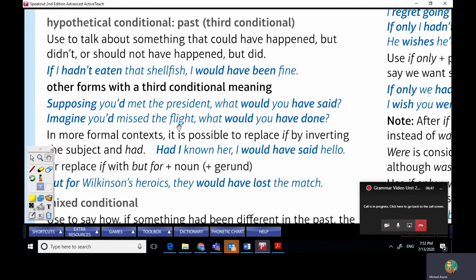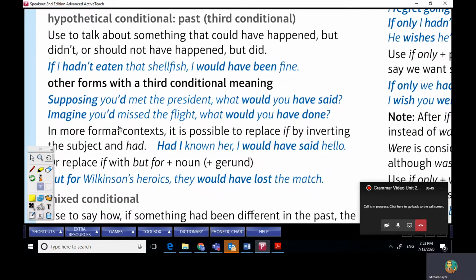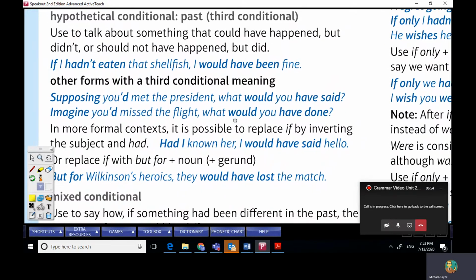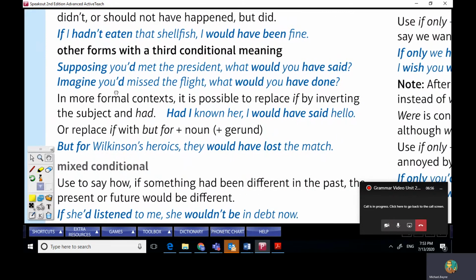Imagine you had missed the flight. What would you have done? So again, you didn't miss the flight. You could have, but you didn't. And what would you have done if you had missed the flight?